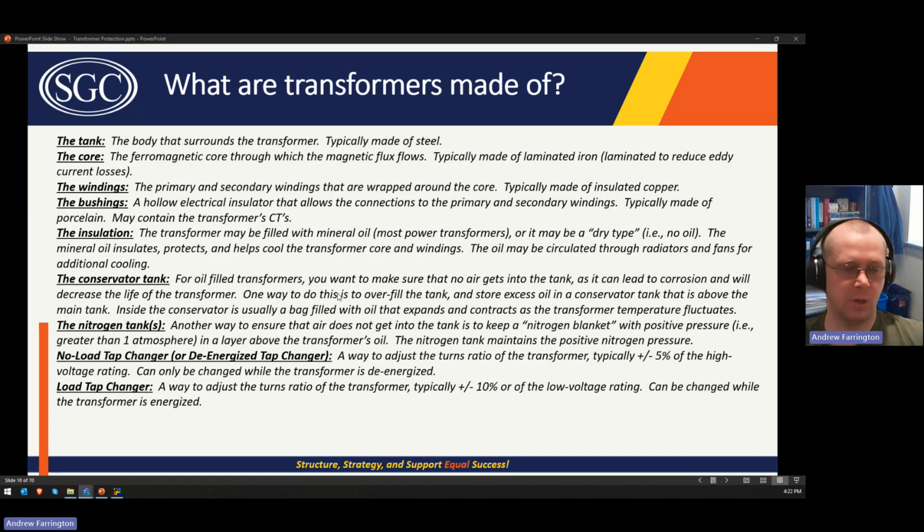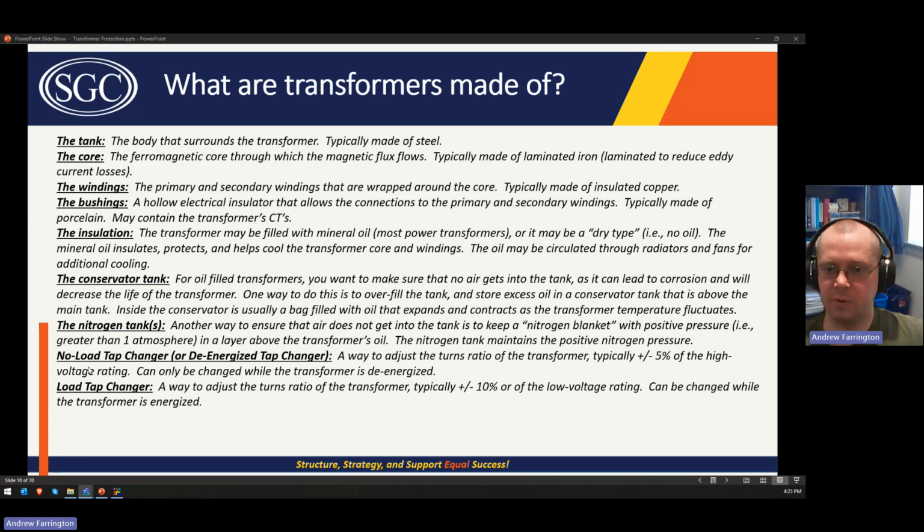The other option is to get rid of the conservator tank, and then you can't fill the transformer all the way up to the top of the tank like we just talked about. But what you can do is put a layer of nitrogen, because it's inert and it isn't going to corrode the equipment inside the tank, and you can put positive pressure, greater than 1 atmosphere, in a layer of nitrogen on top of the oil. Then as the oil expands, it just increases the pressure in the nitrogen, and maybe some leaks out, but you always maintain that positive pressure on the nitrogen blanket above the oil.